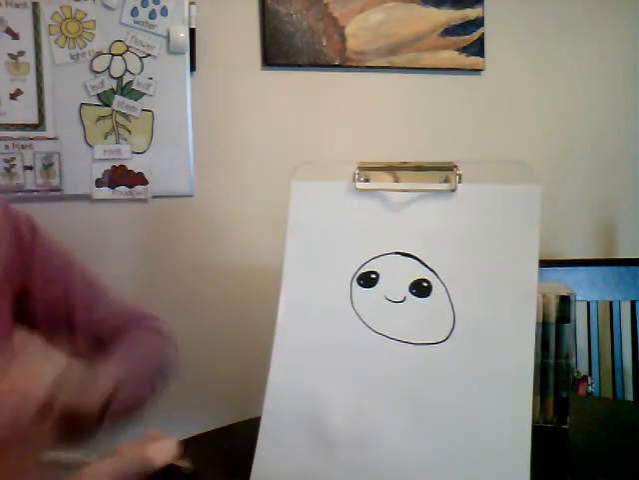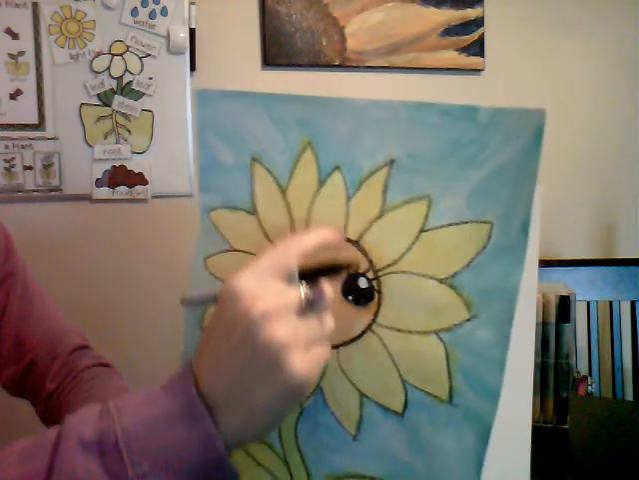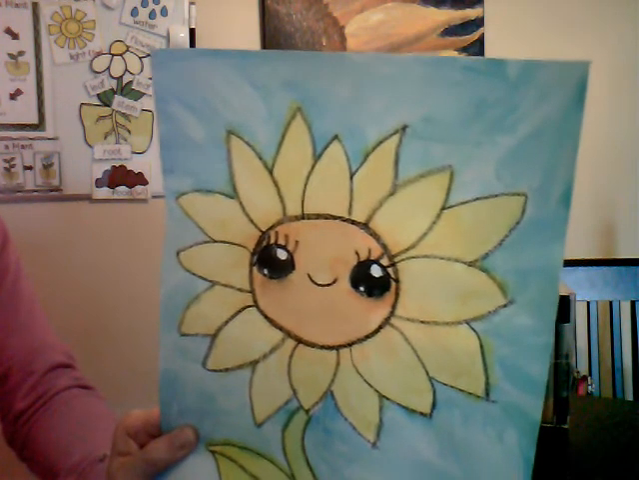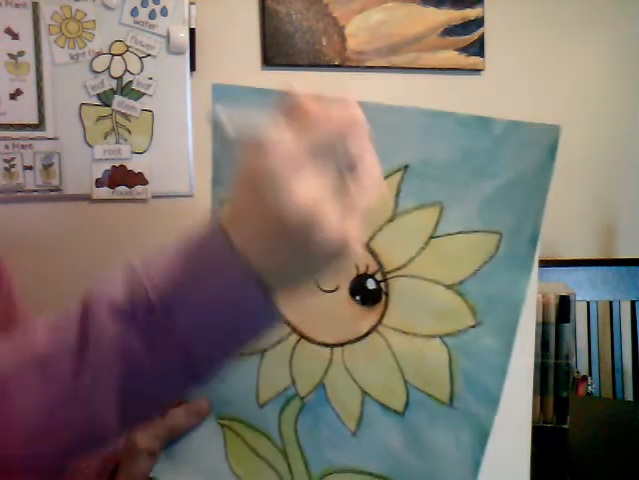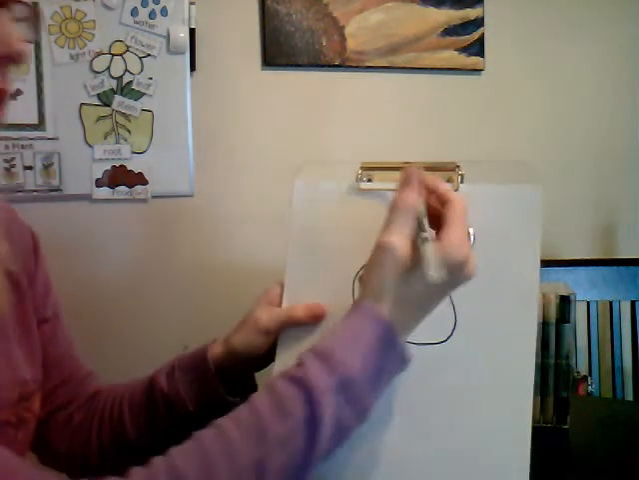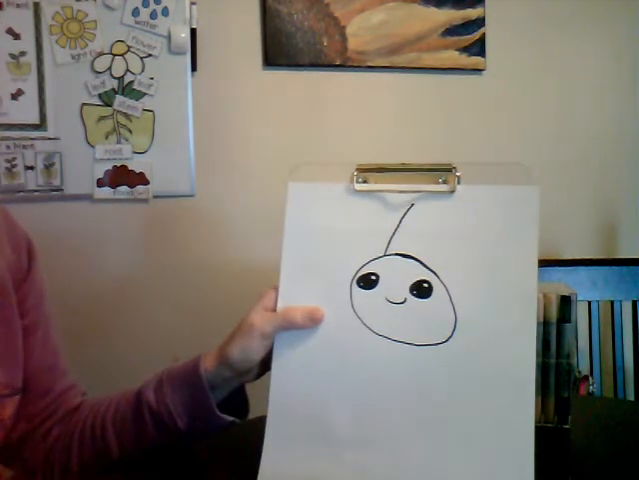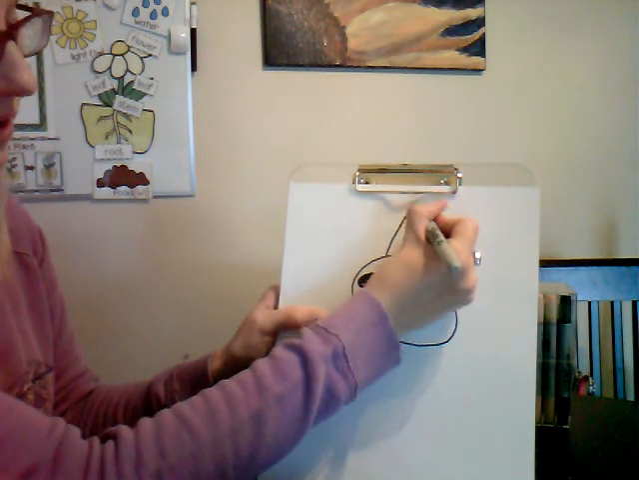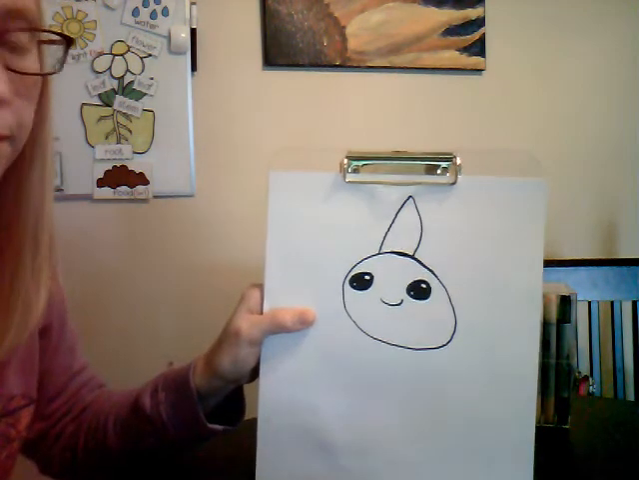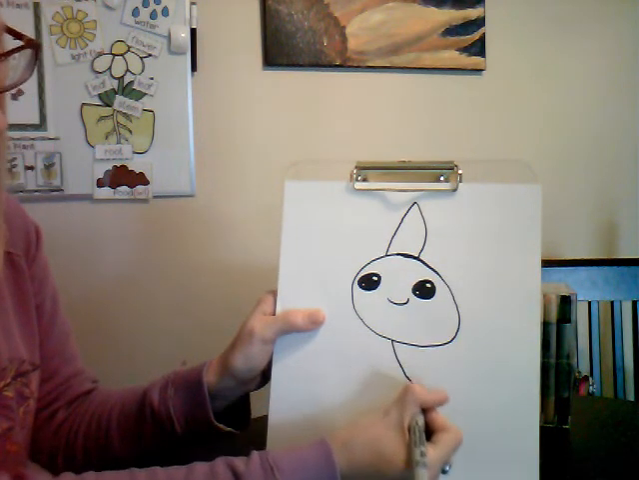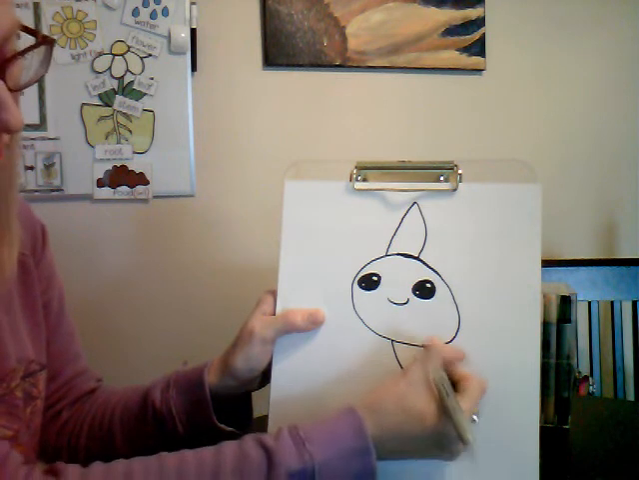The next thing that we're going to do, we are going to draw the petals of our flower. So these shapes that you see come out to a point and then come back in to the flower. Now, if yours start to kind of curve instead of come to a point, that's perfectly fine. You're just going to draw petals. What I'm going to do, I'm going to draw a line that comes up like that, and then I'm going to draw a line that kind of curves back down like that. And then I'm going to do another one on the bottom, a line that curves out, and then a line that curves back in like that.